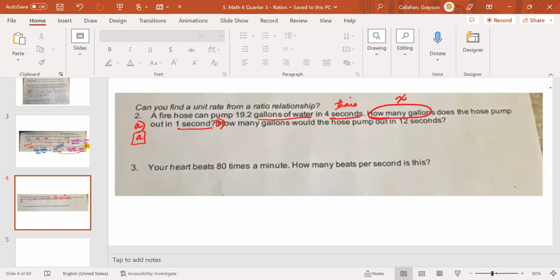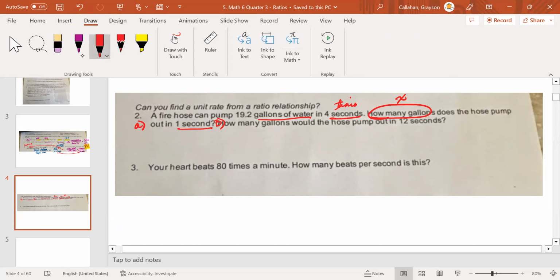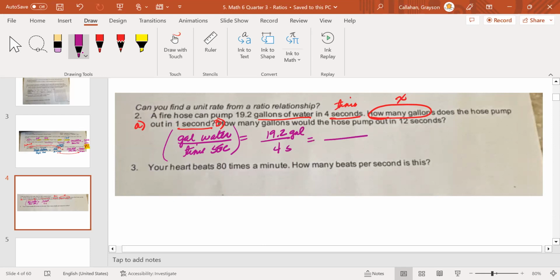This is A. First thing we want to do is write down what the 2 fractions are in relation to. First one is gallons of water over time in seconds, right? First one given to you is 19.2 gallons over 4 seconds, right? Equals x. This is part A. Do you see this right here? A asks you how much water does it pump out in 1 second. That 1 goes on the bottom, x goes on top, okay?